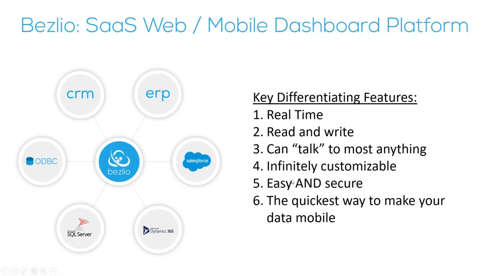It's easy and secure. Without dealing with all the data synchronization routines, that really rapidly makes the process of connecting the things a lot faster. You just install this piece of software inside your network and you're good to go. But also security. You're going to see in the next screen we put a lot of attention to how that operates. And last, Bezlio is the quickest way to make your data mobile.